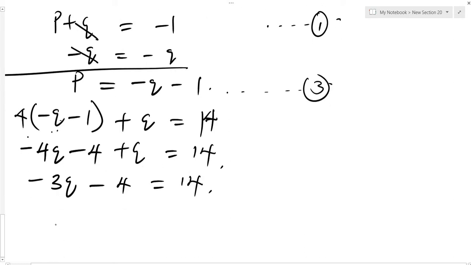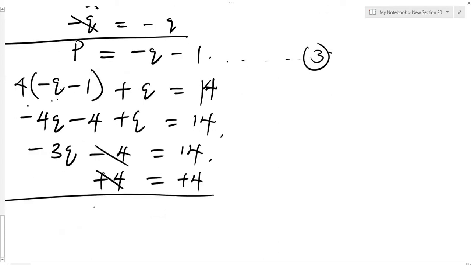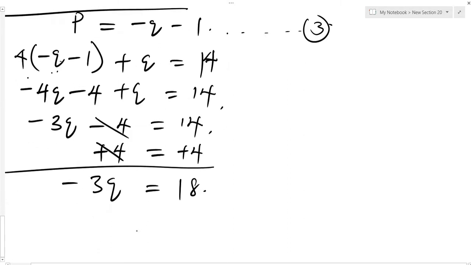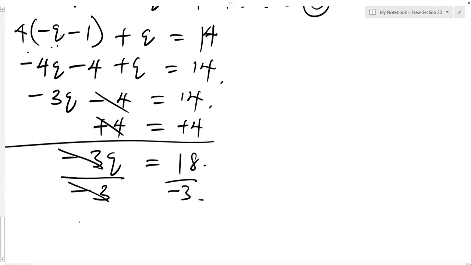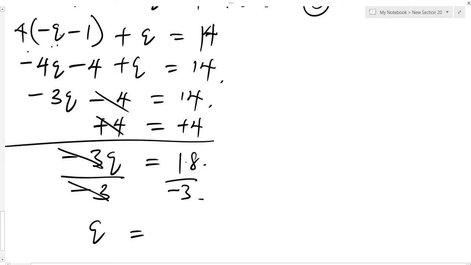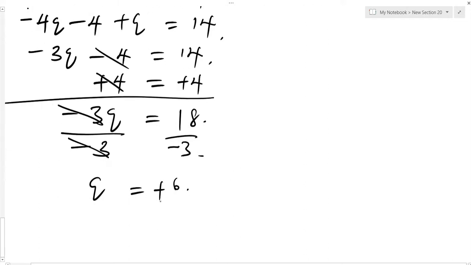Now in this equation, if I add plus 4 to both sides, this will cancel out this. I'm left with minus 3q equal to 18, because 14 plus 4 is 18. Now if I divide all through by minus 3, this will cancel out this. I'm left with q here, which will be equal to 18 divided by minus 3, which will give me minus 6.